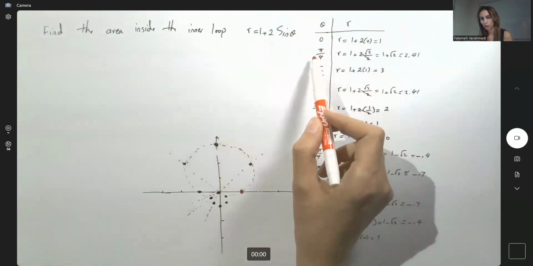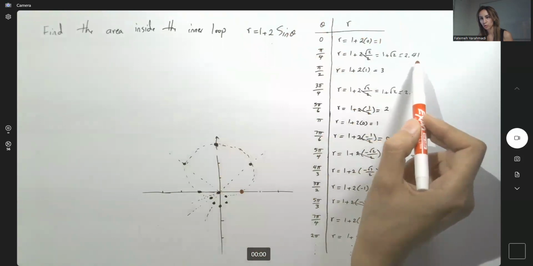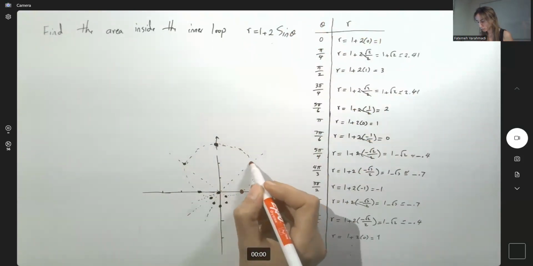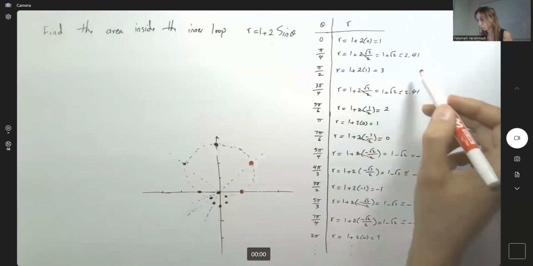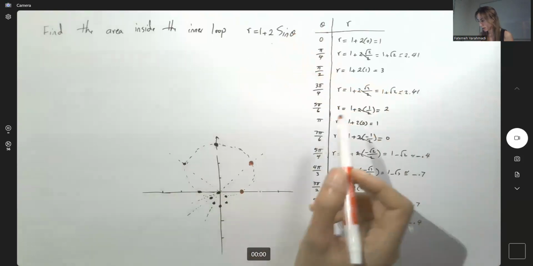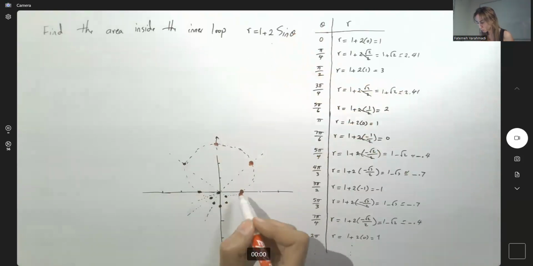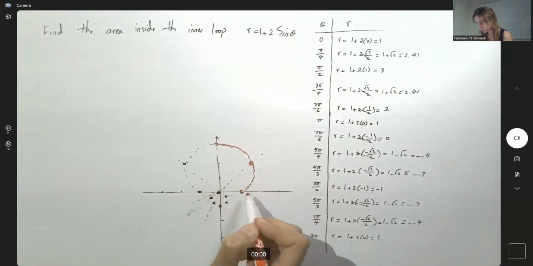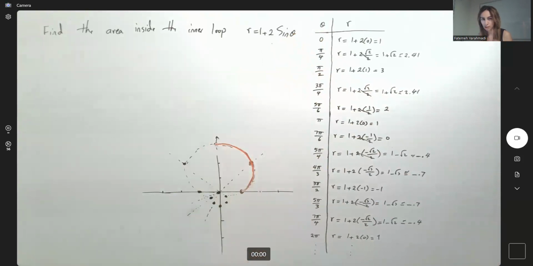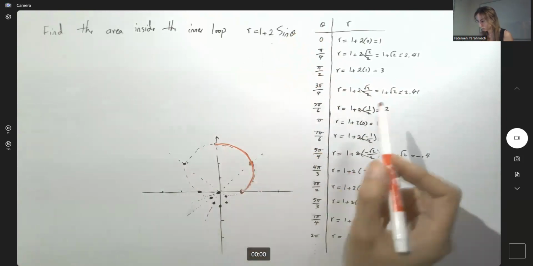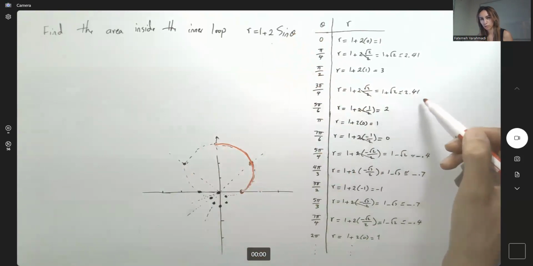When theta is equal to pi over 4, your r becomes about 2.41. If I plug in pi over 2 into this function, I get 3 back. So far, I see the behavior of this object to be like this. It is moving this way, but I need to plug in more angles. For example, at 3 pi over 4, r is about 2.41.